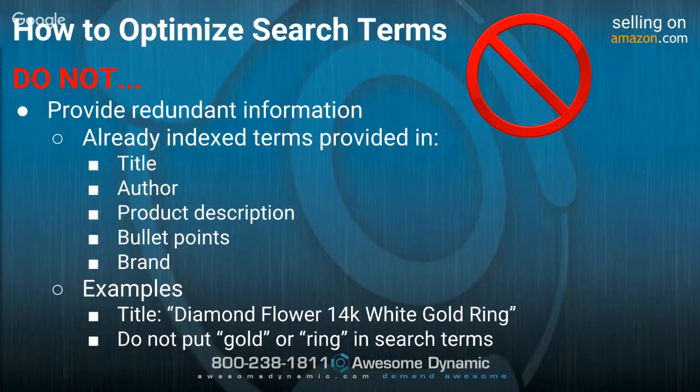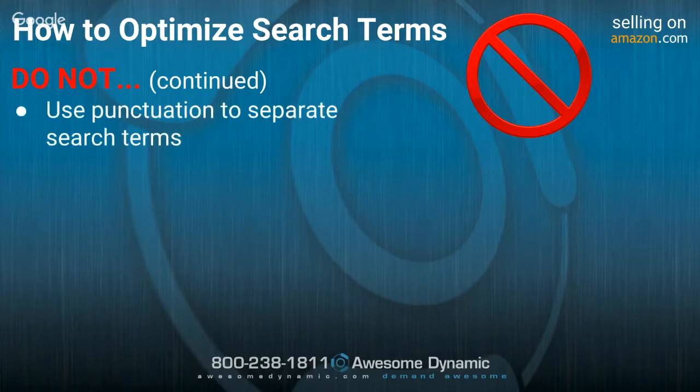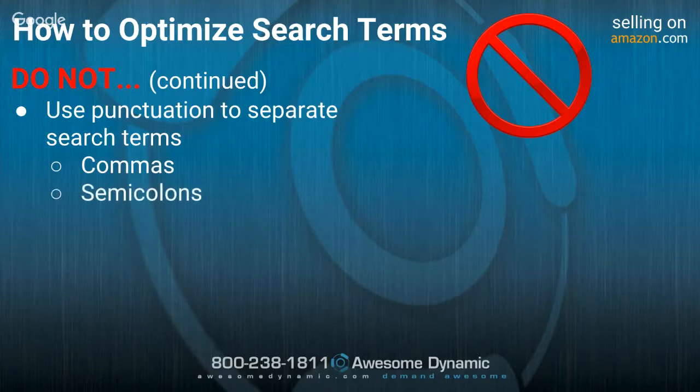And with that, we will move on to talking about some more items that you do not want to do with your keywords. The next item is using punctuation to separate search terms. You do not want any commas, semicolons, or carets. Just separate each search term in your product listing with a space, and that's all you need to do. Very straightforward and simple.